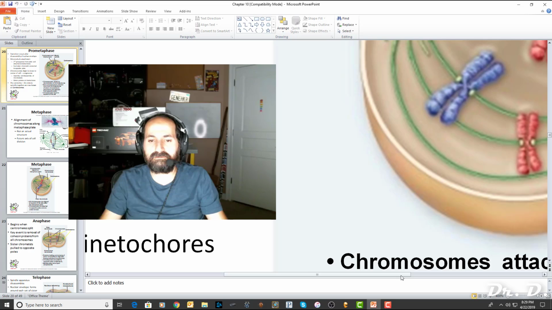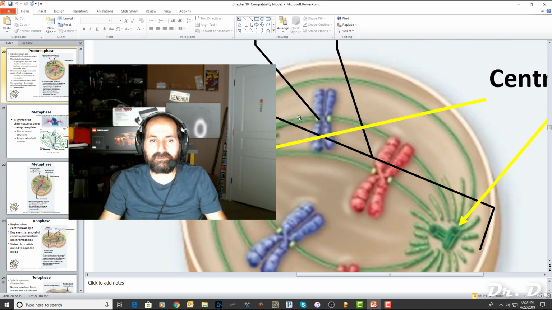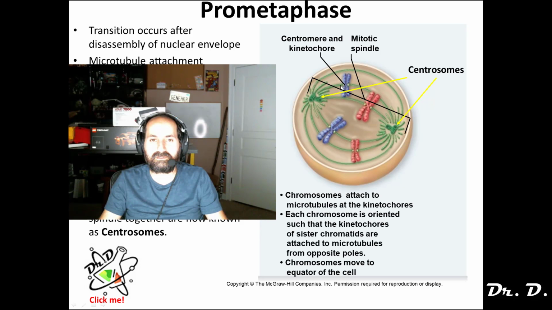Look, this is actually really neat. Look here. Look what the mitotic spindle is doing. The microtubule is getting close to the kinetochore. Remember the proteins at the centromere? And they're attaching to one another. The microtubules are attaching to the kinetochore at the centromere of the mitotic chromosome.